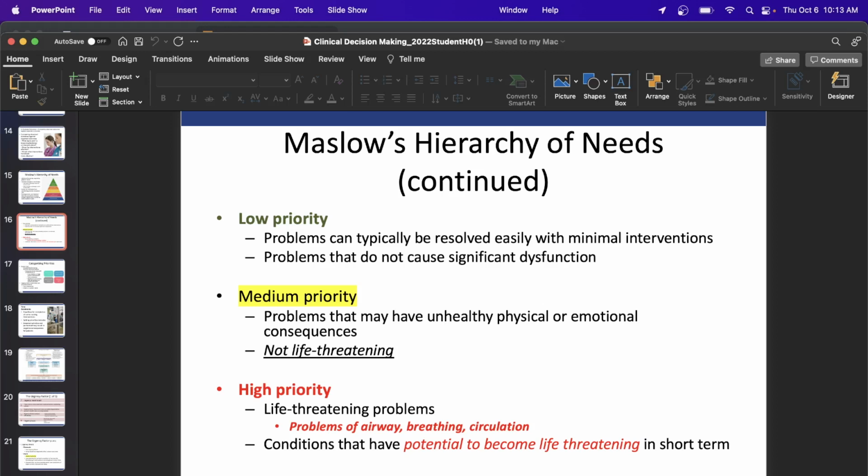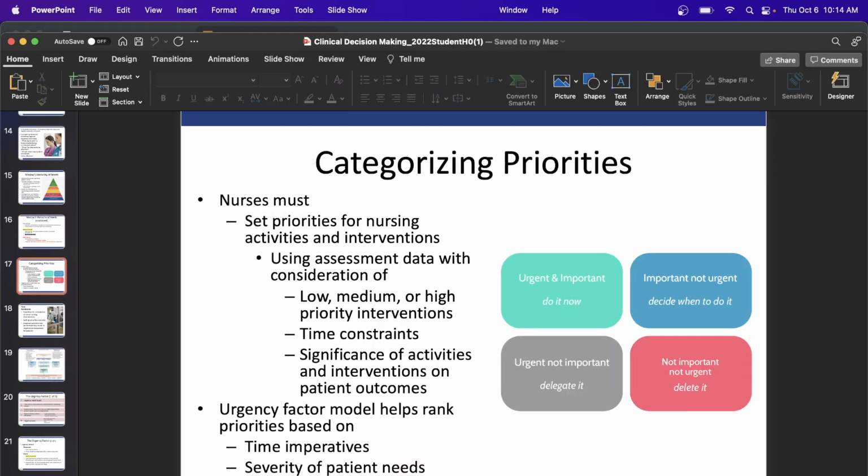So again, we categorize our priorities for our activities and our interventions as either low, medium, or high, as we've just discussed. We always have to consider time constraints. The clock is our biggest enemy. And the significance of activities and interventions on patient outcomes. So this whole idea of urgency of doing something is based on those priorities, right? Time imperatives is keeping your meds and treatments on time, and again, severity of patient needs.